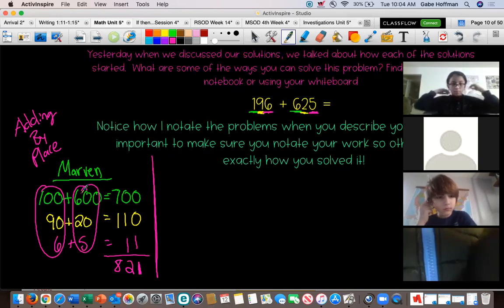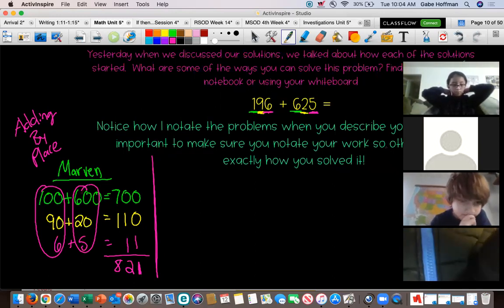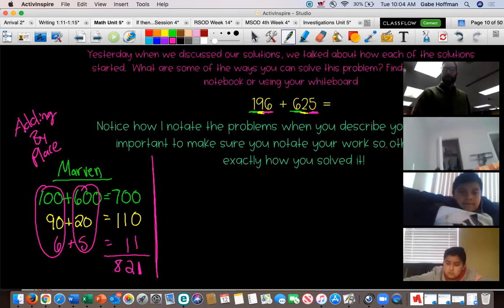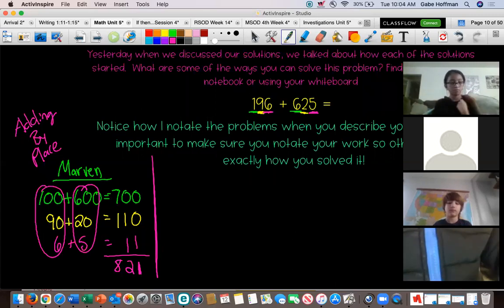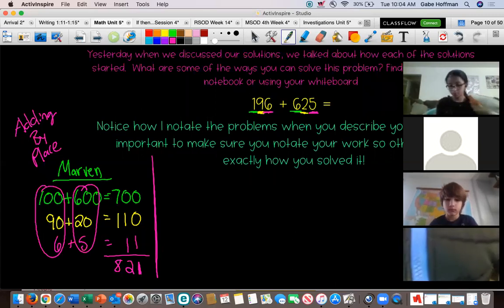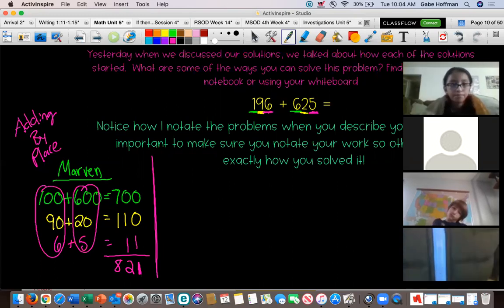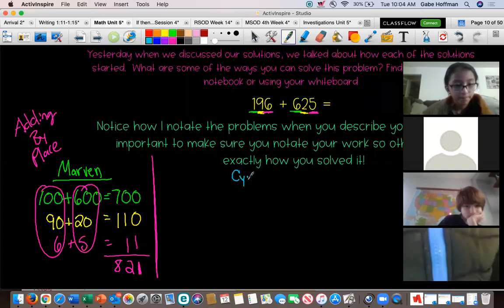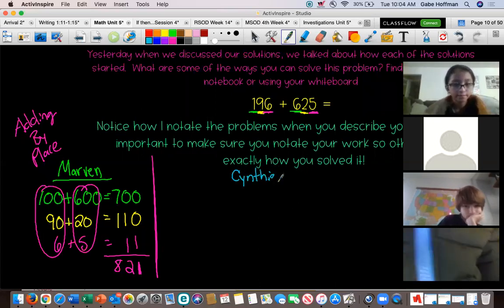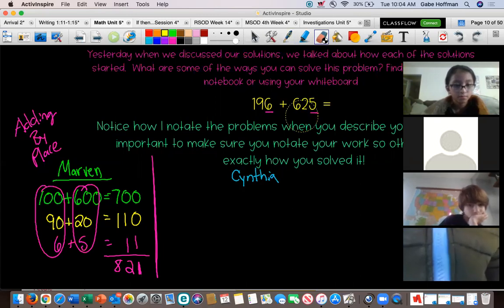Who solved it a different way and is willing to share? Need somebody else. Who did it a different way? Did we all solve it that way? Cynthia, is that how you solved it? No? Cynthia, what did you do? Number line. Use the number line, all right? So talk me through exactly what you did. I'm going to draw out your number line.